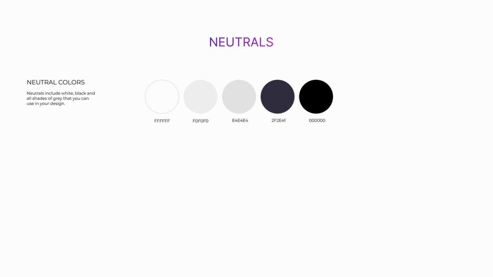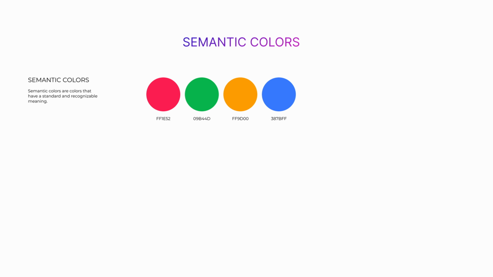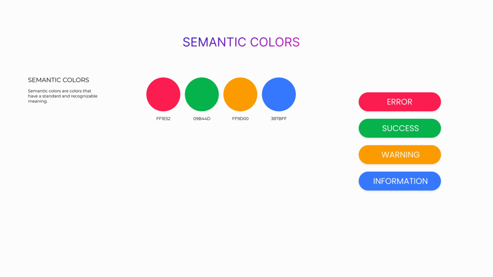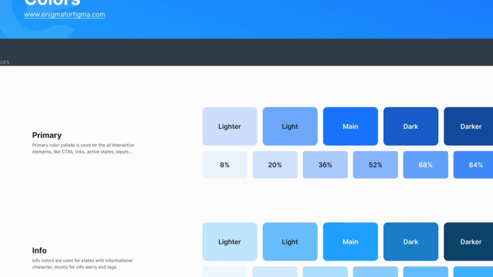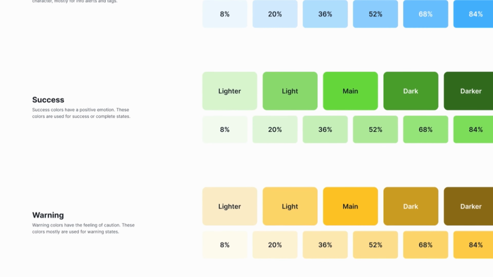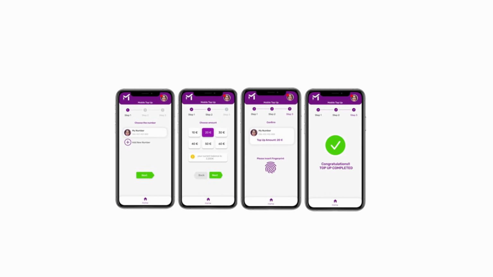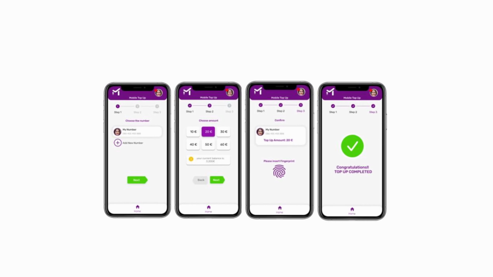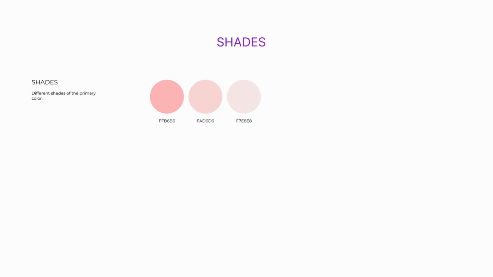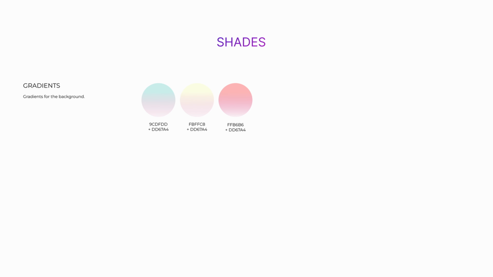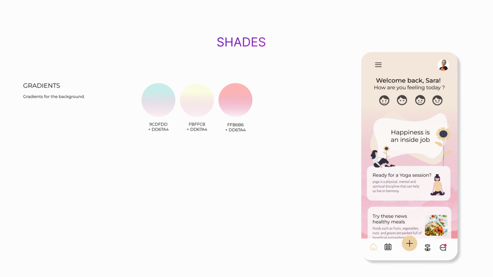Neutrals include white, black, and all shades of gray that you can use in your design. And semantic colors are colors that have a standard and recognizable meaning, like red for error, green for confirmation or success, orange for warning, and blue for information. So these colors should be in your design system, so every time you need to design a success message, for example, you will always use the same green to keep consistency. You can also include other groups like different shades of a specific color, or gradients that you might use for backgrounds, buttons, and text, for example.